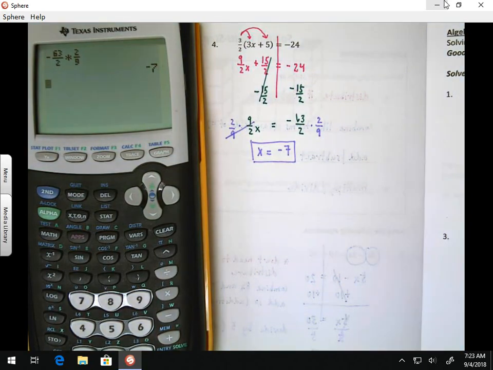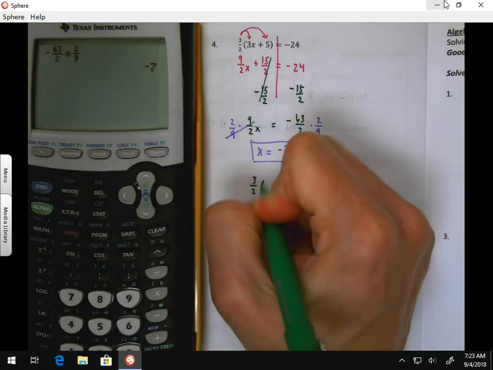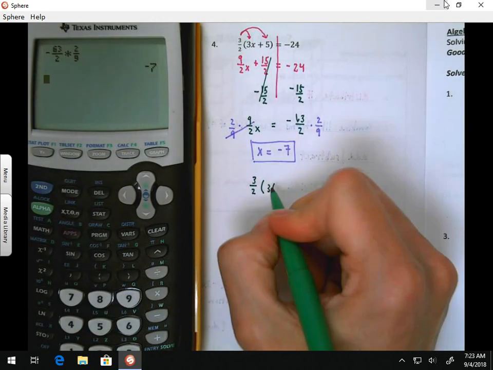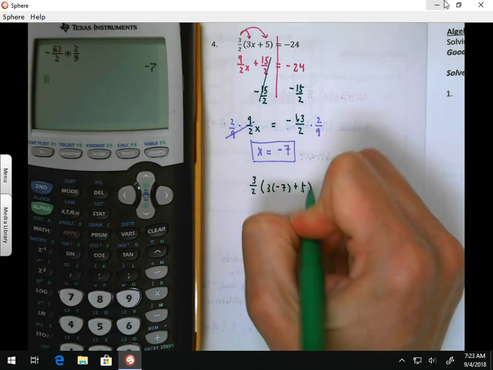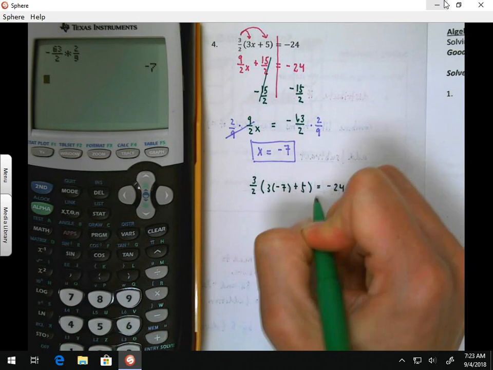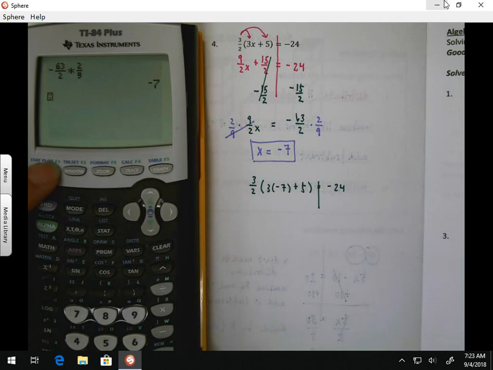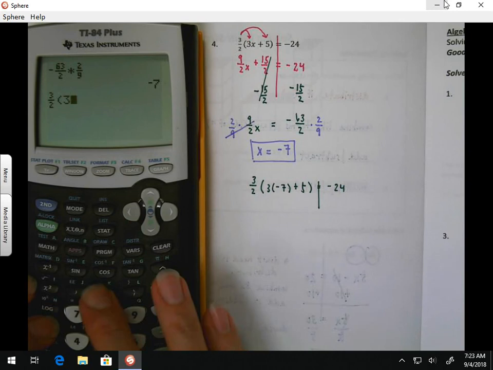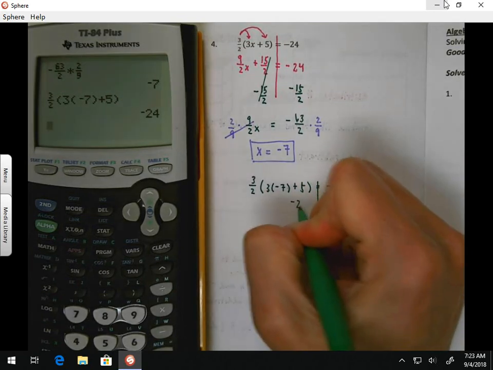Now, especially because this one was so tricky, I really want to check that I got it right. So I have 3/2 times 3. Now here I have to be careful. This is multiplication again, so I'm going to use another set of parentheses here. And I want to check that it equals negative 24. So I'm going to enter it in my calculator just like you see it. Alpha y equals, I have 3/2. 3, I have another set of parentheses, plus 5, and I get negative 24, so I know I'm correct.